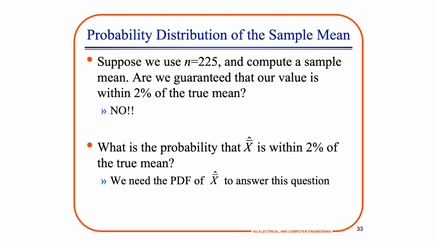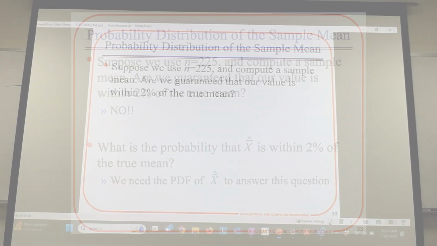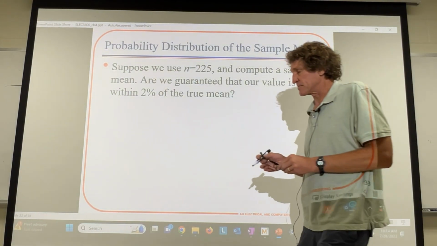All right. Then, this is good. And I'm going to talk about this. Suppose we use n equal 225, so that's our sample, that's the number of samples, and compute the sample mean. Are we guaranteed that the mean of our value is within 2%? Now, let me just take a moment and try to set the stage for the next part without flying through.